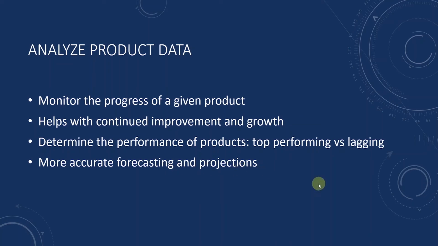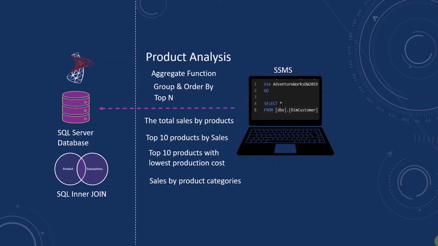Let's go ahead and carry out this analysis using SQL with AdventureWorks. We will define a few business questions to help us analyze the product's data. We'll answer the following questions. First, the total sales by products. Based on this, we can look at our best performing products, and we can see what are the top 10 products with lowest production cost. And then we'll go over difference in sales amount among product categories. And if we have time, we'll go over distribution of sales amount by product, by year and month.